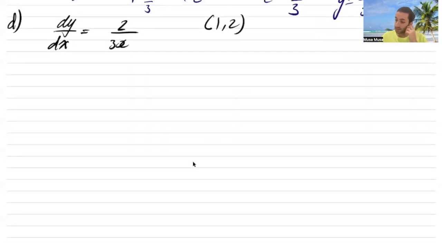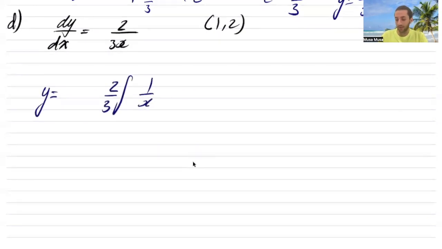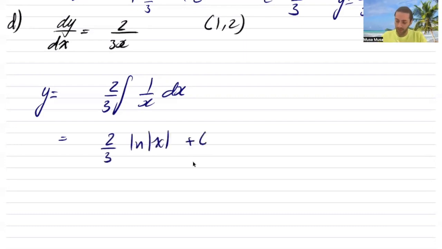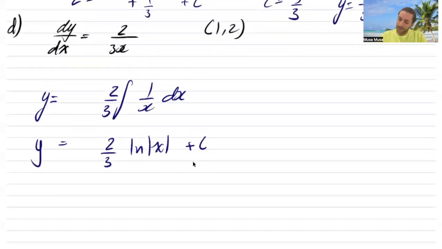And then this one, we're going to just say y equals the integral. I'm going to take that 2 over 3 out because I just don't like writing it inside where everything else is. And then it's going to be 2 on 3 ln of the absolute of x plus c. And it says when x equals 1, y equals 2. ln of 1 is 0, so that goes away. And then we just get c equals 2. Of course, you would have to show this yourself.